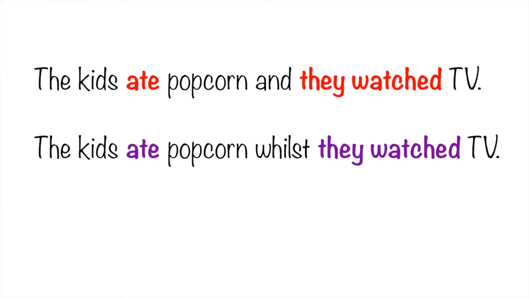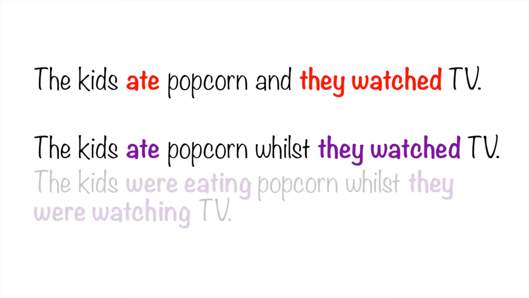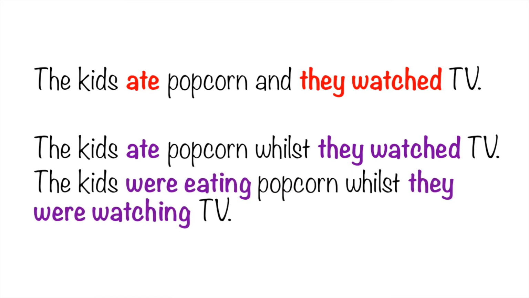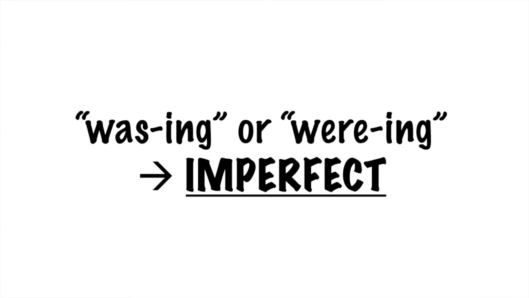We're describing two concurrent actions in the past. We could rephrase this second sentence as the kids were eating popcorn whilst they were watching TV. When we describe ongoing actions in the past, we need to use the imperfect tense in Spanish. Put another way, if somebody was doing something or they were doing something, we need to use the imperfect.